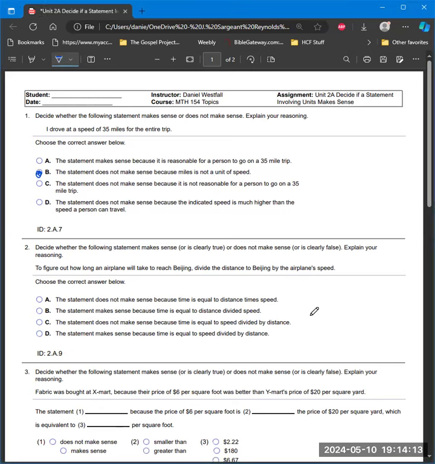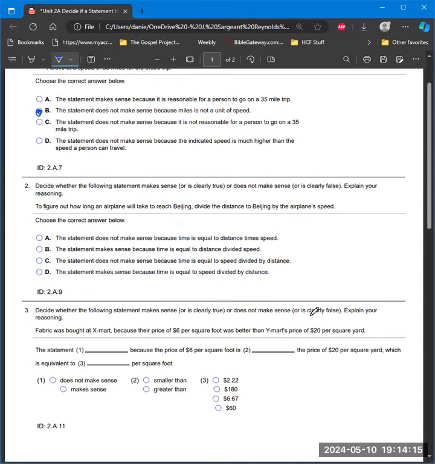Let's decide whether the following statement makes sense or is clearly true or does not make sense or is clearly false and explain your reasoning. To figure out how long an airplane will take to reach Beijing, divide the distance to Beijing by the airplane's speed. That statement makes sense because time is equal to distance divided by speed.